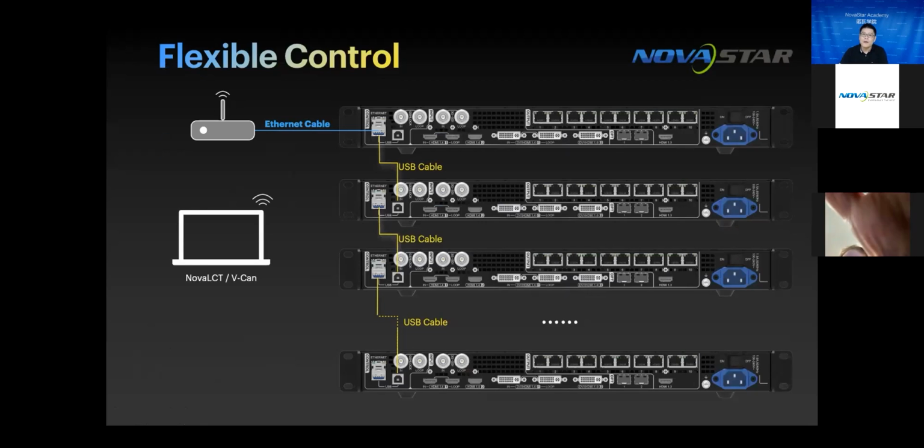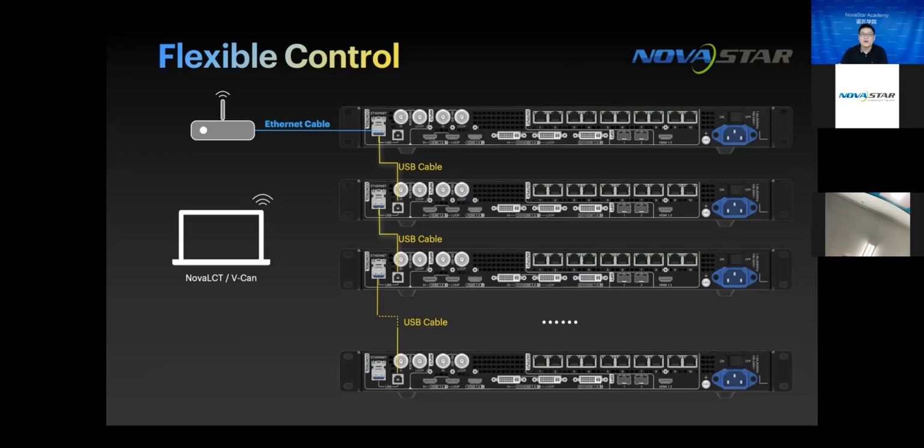As we know, for all the VX series, the control is either by Ethernet or by USB cables. We cannot mix them. When the control PC is far from the devices, we need to connect the devices by Ethernet cable individually. The trouble is that in configuration, we have to go back and forth to set up each of them in NovaLCT software, which wastes a lot of time.